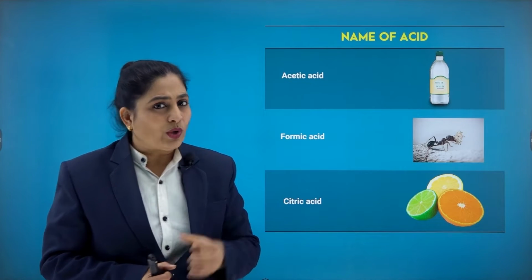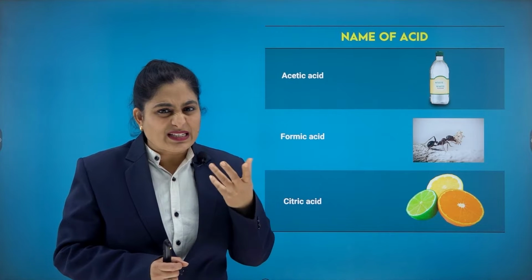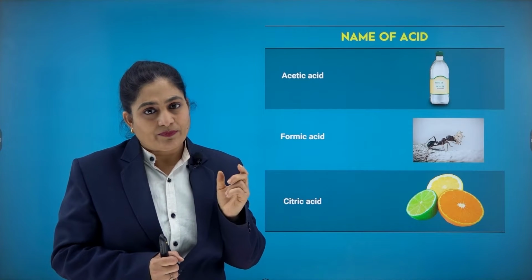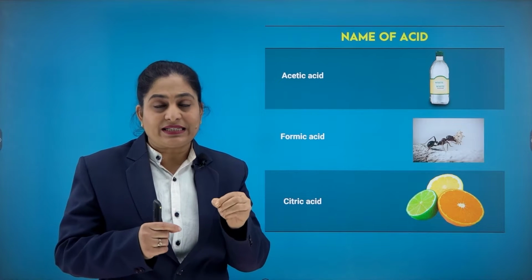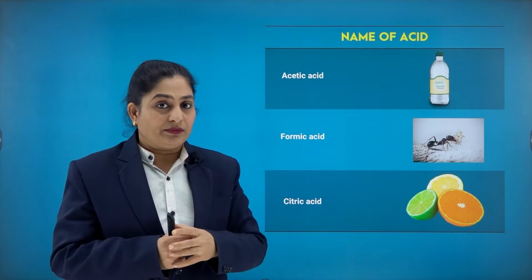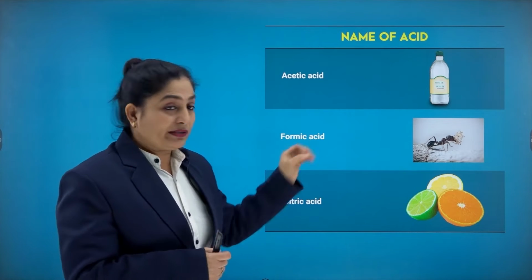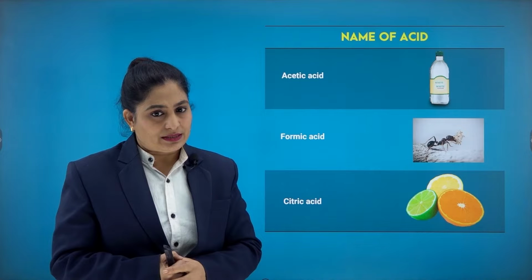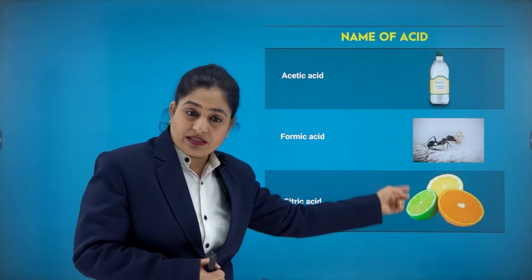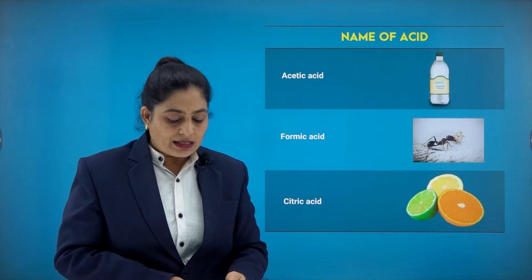If I ask you what an ant has, when an ant bites, we observe some irritation, some sensation on the skin where it bites. That is nothing but it injects some acid in our body during its sting. And that acid is nothing but the formic acid, which causes sensation on the skin when it bites. Similarly, citric acid is found in all these citrus fruits. So these are the acids.